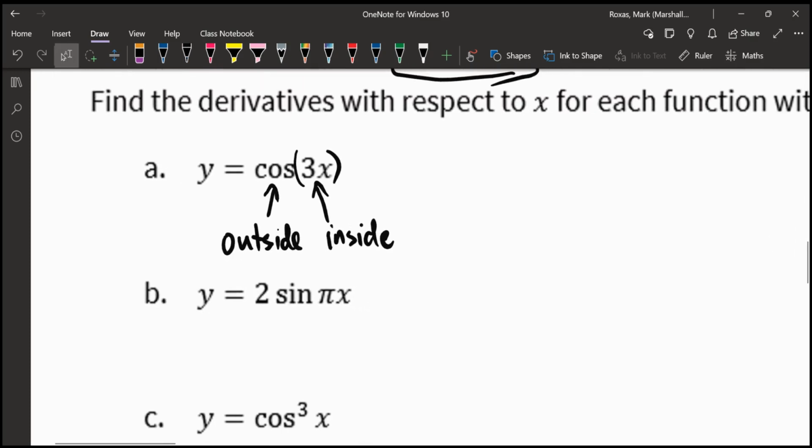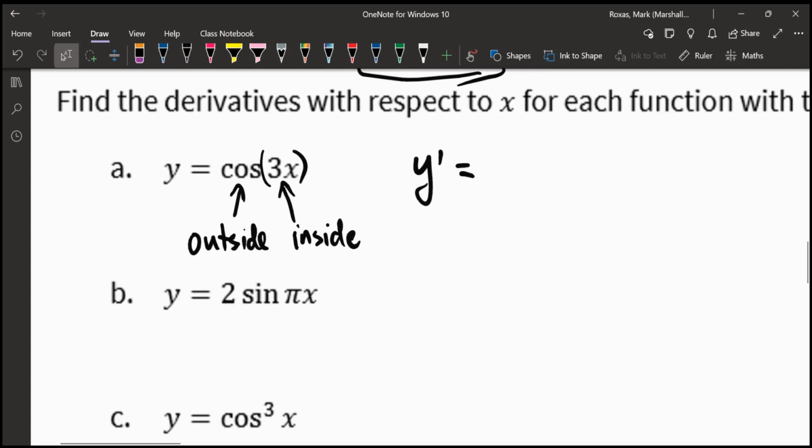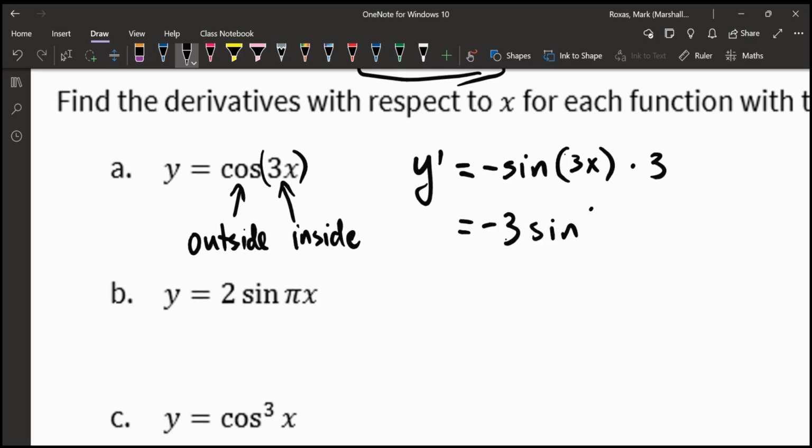Okay, and so when I take the derivative y prime, you take the derivative of the outside function first, so the derivative of cosine is negative sine. And whatever the argument is for the function y, you repeat that for your derivative. So the argument of sine is going to be 3x. And then you take the derivative of the inside, and the derivative of 3x is just 3, so times 3. And I can just rewrite this with the coefficient in front, so negative 3 times sine of 3x. It's always a good idea to keep your arguments in brackets.